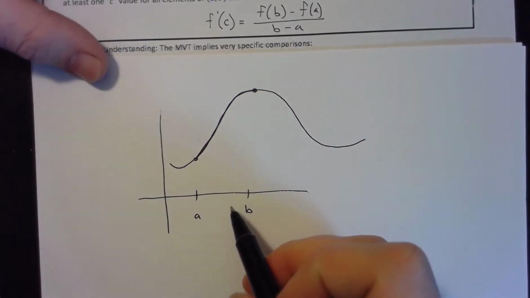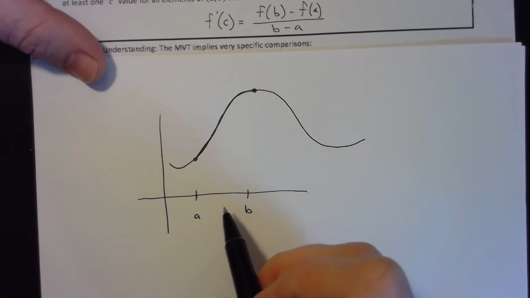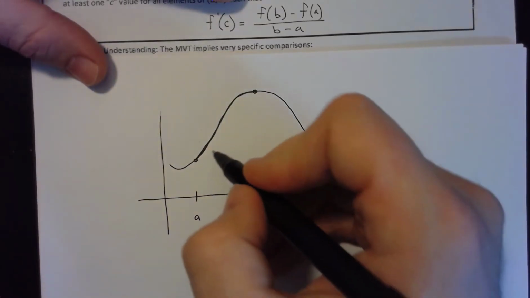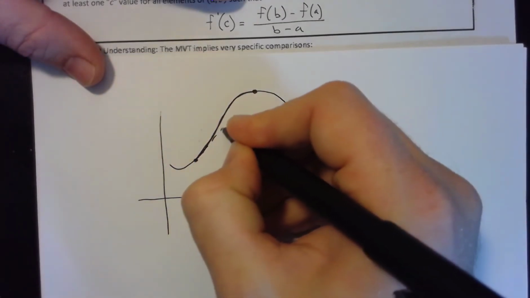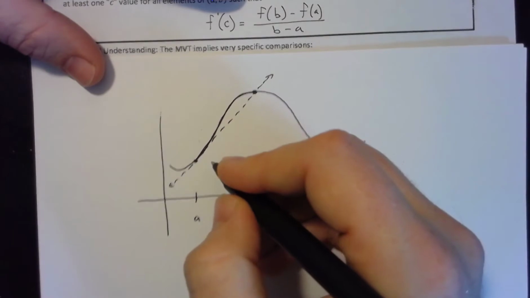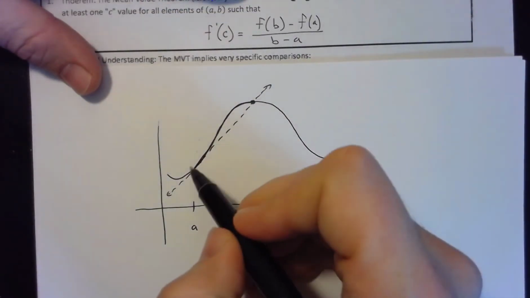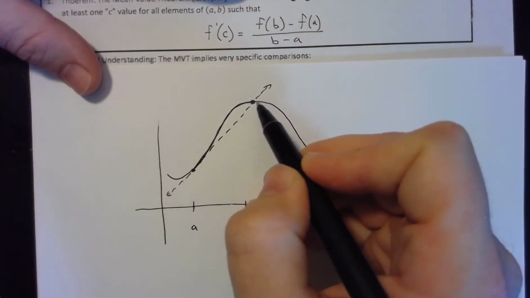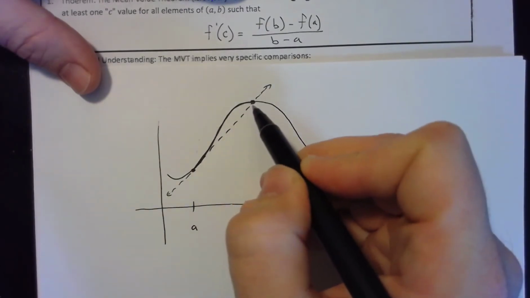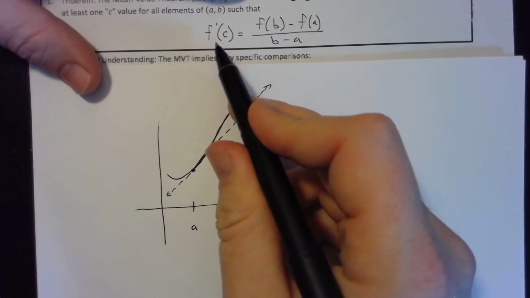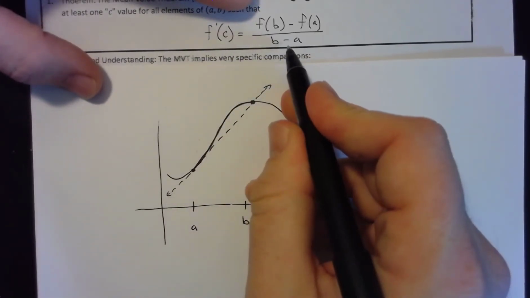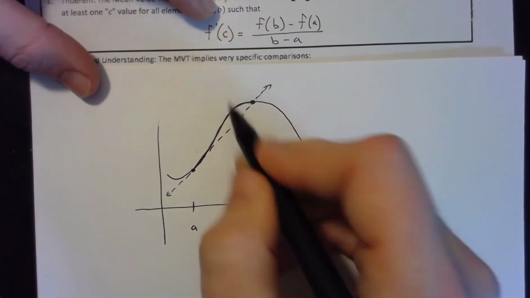Now, what we're trying to say in this interval is that there exists some c value sitting between a and b such that the slope between these two points, again, that's your f of b minus f of a divided by b minus a, the slope between those points, there exists at least one point on this curve such that that slope is the same as the tangent line.